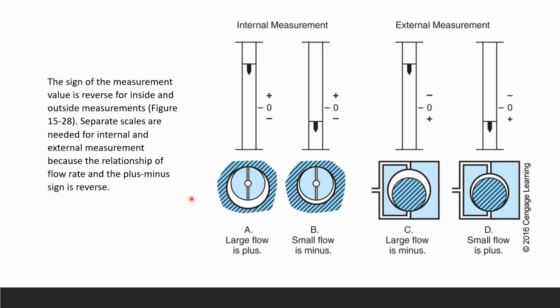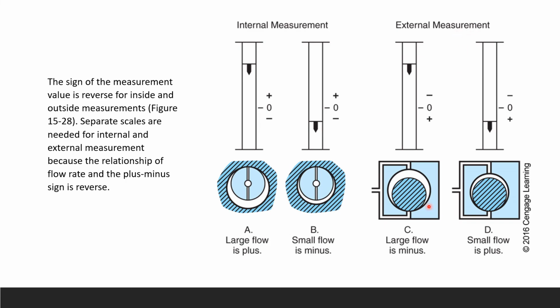Okay, the sign of the measurement value is reversed for inside and outside measurement. Why? Because separate scales are needed for internal and external measurement, so you can differentiate them. And because the relationship of your flow rate and the plus minus sign is reversed. So for internal measurement, large flow is a plus. For internal measurement, a small flow is a minus. So how do we know the large flow? Because the float went up, see? And that's a plus. Here, the float is so low, and that's a minus.